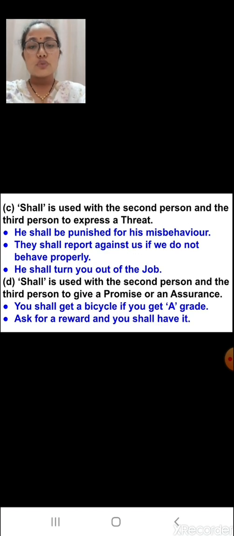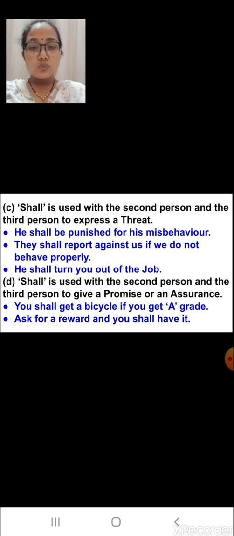Shall is also used with the second person and third person to express a threat. For example, he shall be punished for his misbehavior. They shall report against us if we do not behave properly. He shall turn you out of the job. So these were the examples.